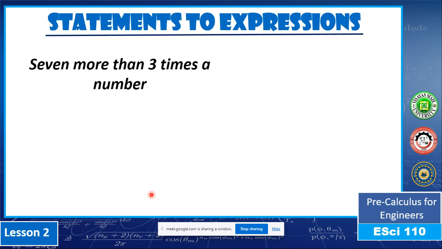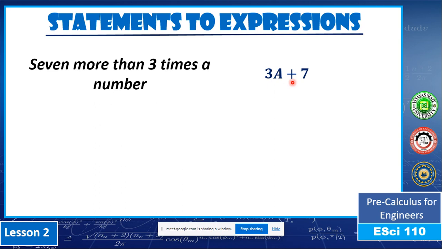Another one, we have 7 more than 3 times a number. When we say times, it is multiplication. As I told you earlier, for "more than," the 7 comes first, then addition comes first. So we have 7 plus 3 times a number. Let's say the number is a, so we have 3 times a. In simplest form, this is 3a plus 7.